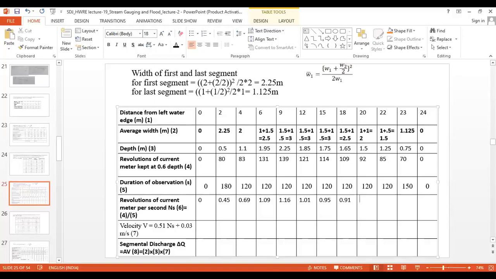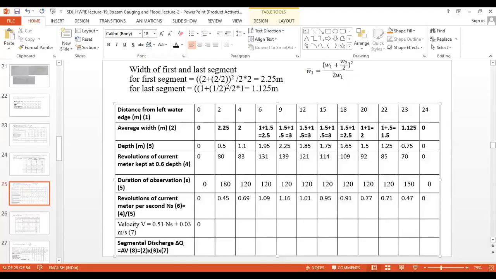Then 92 by 120 is 0.77, 766 is there, so 0.77 we will consider. Then 85 upon 120 is 0.71 because 708 is there. Then 70 upon 150 is 0.466, means 0.47 we will consider, and at the last it will be 0. The first velocity will be 0.